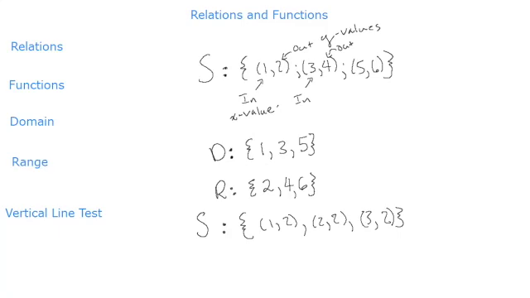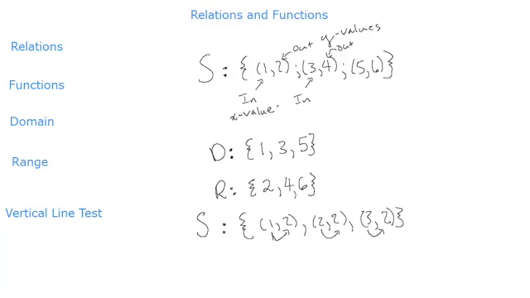Because remember, every time I hit 1, I only get out 2. Every time I hit 2, I only get out 2. Every time I hit 3, I only get out 2. The definition of a function is each input has a distinct output. In other words, every time I hit an input, I better get that same output out.